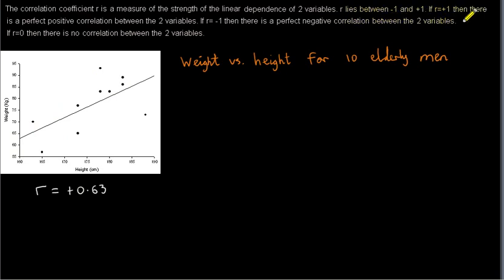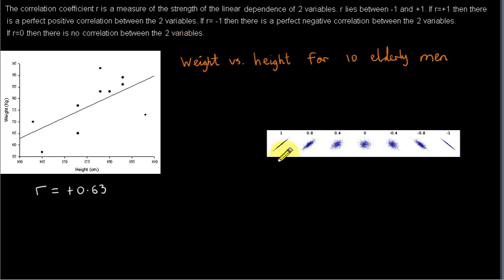If R equals +1, then there is a perfect positive correlation between the two variables. If R equals -1, then there is a perfect negative correlation between the two variables. If R equals 0, then there is no correlation between the two variables. Here are some data sets with correlation coefficients written above each data set.